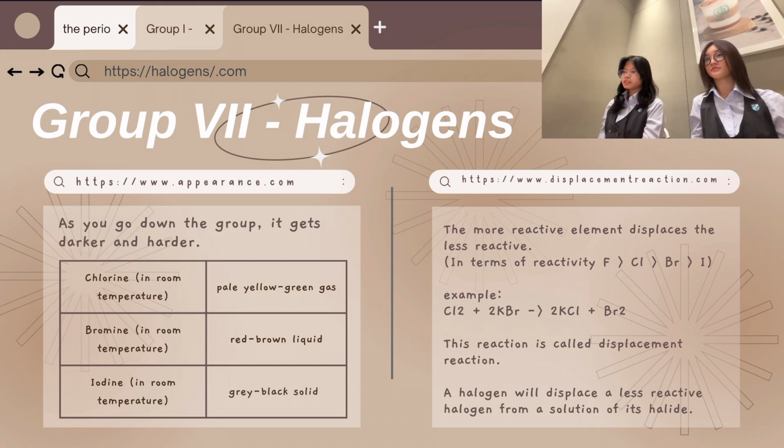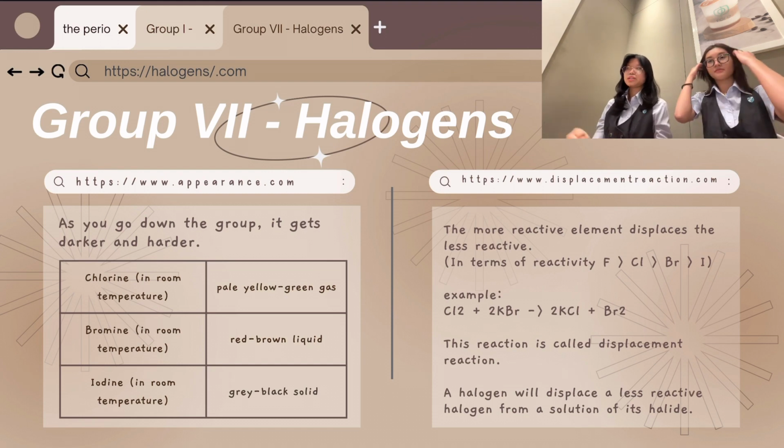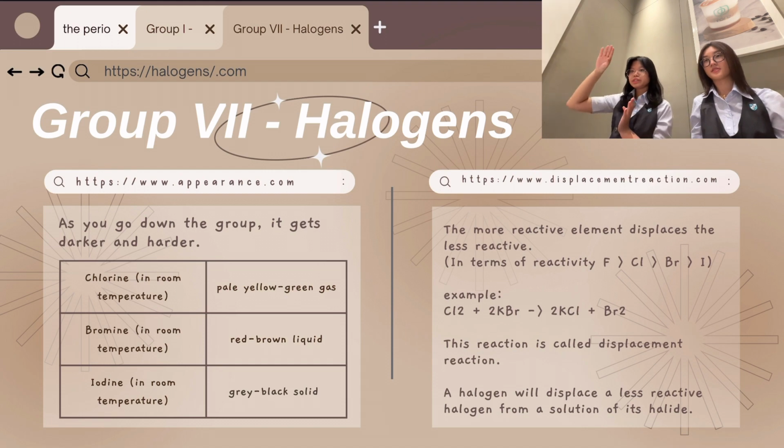This reaction is called a displacement reaction. A halogen will displace a less reactive halogen to form a solution of its halide. So basically, the more reactive one, the one going upwards, will replace the one downwards.